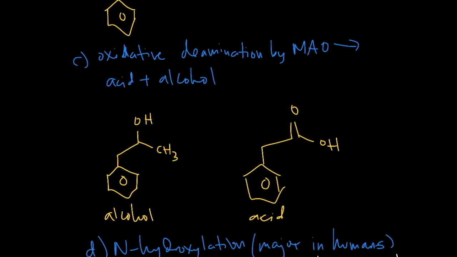Oxidative deamination by monoamine oxidase. Remember from the last video that monoamine oxidase produces acids and alcohols. So here's amphetamine again, except now it's an alcohol, and now it's an acid.